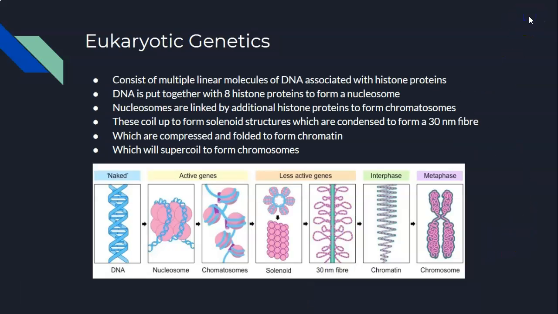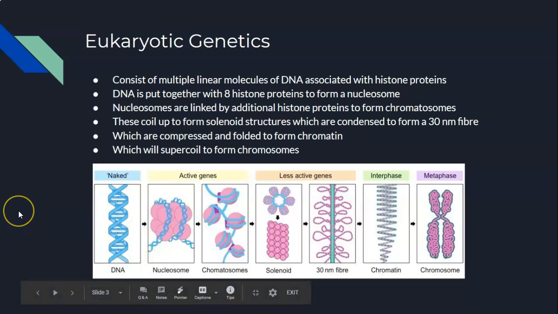For eukaryotes, it's a little bit more complicated just because our DNA is wrapped into chromosomes through a number of steps. So we have linear molecules of DNA, and going from left to right in this picture is how I'm going to be describing it. So you have your DNA, and it's wrapped around 8 histone proteins to form a nucleosome. So that's what you see here.